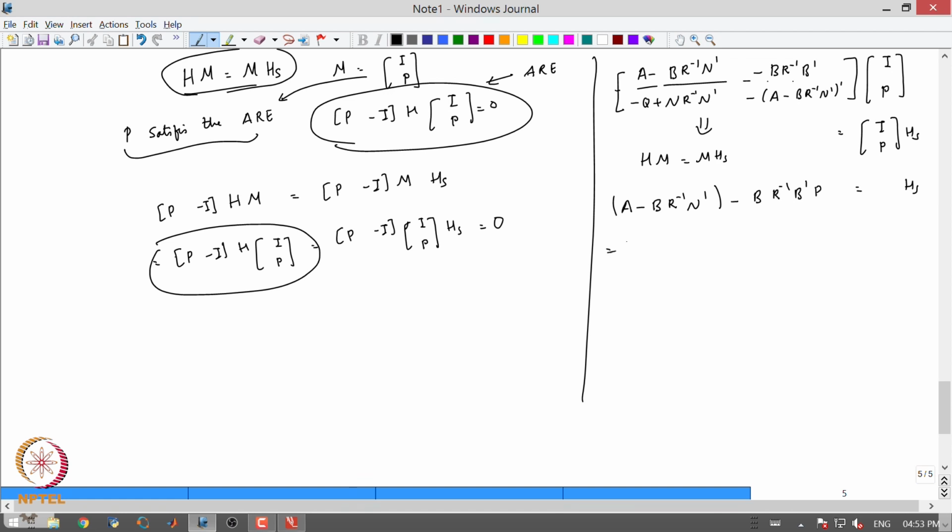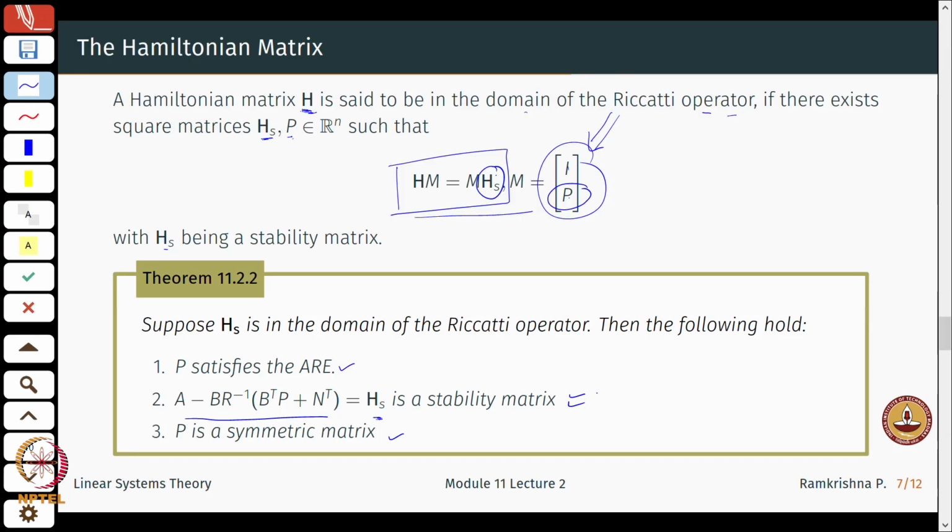So this I can rewrite again as A minus B R inverse, times B transpose P plus N transpose, is Hs. This is exactly what was in the theorem statement, right. Therefore Hs precisely takes this form.